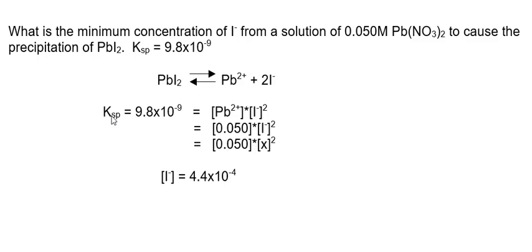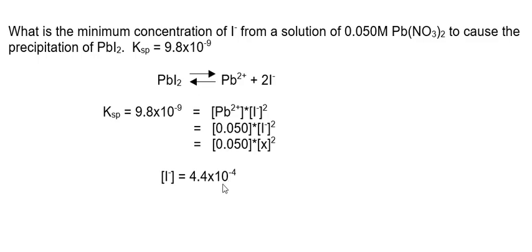With this kind of a problem, it's not necessary to set up an ICE table. So you could go right ahead and write the expression for the solubility product. Lead ion times the iodide ion. Remember to square it because there's a 2 here. Substituting what you know, of course, the Ksp and the concentration of the lead, and then solve for the concentration of the iodide. And we could represent the concentration of the iodide as simply x. And then solve for that concentration and get 4.4 times 10 to the minus 4th molar.